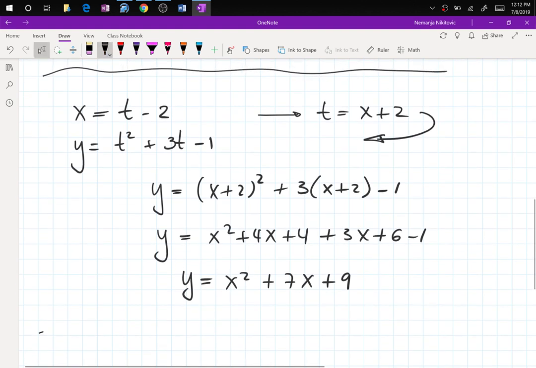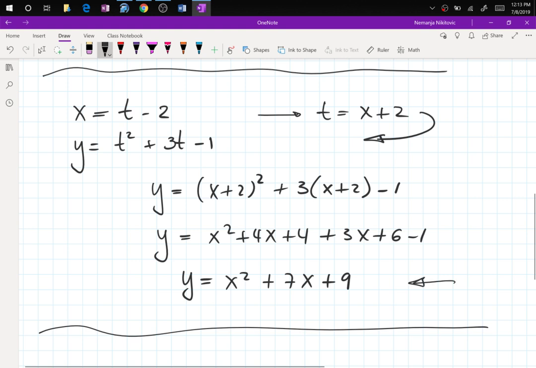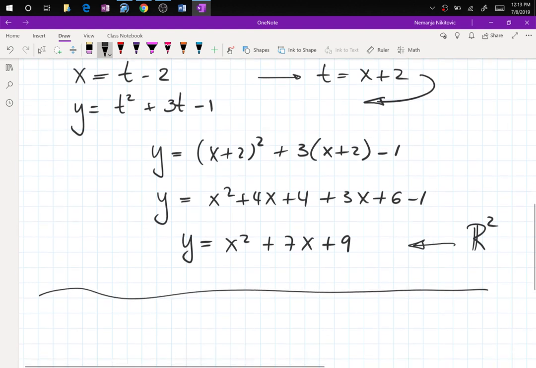It worked out to be this quadratic polynomial. So we have a set of parametric equations which we solved by eliminating t, and we came up with what we call a Cartesian rectangular coordinates equation in, as you can see, R2, right? It is a two-dimensional equation. So we are able to work this out.